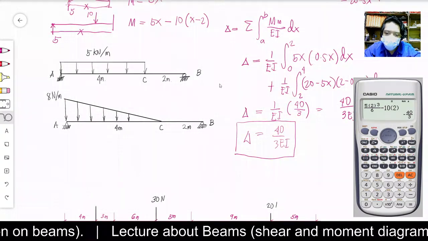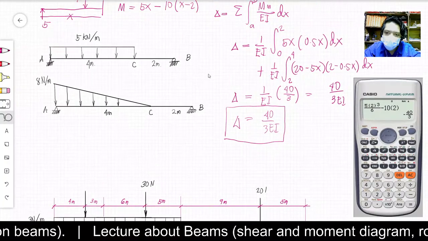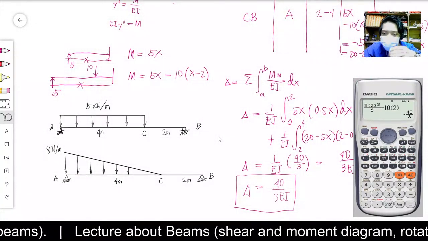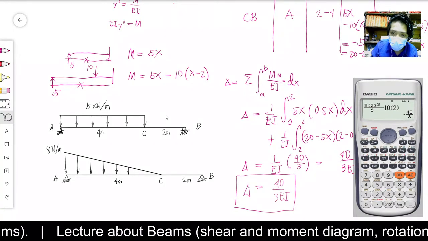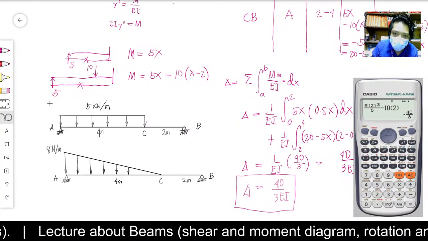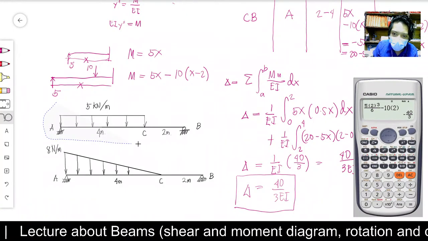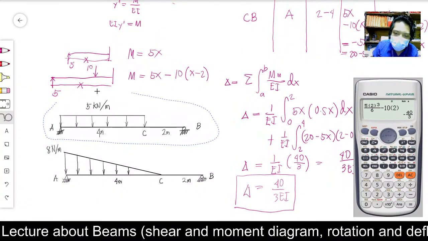Okay, gagawa ako ng another example. Okay, last example na lang this one. This will be my last example.